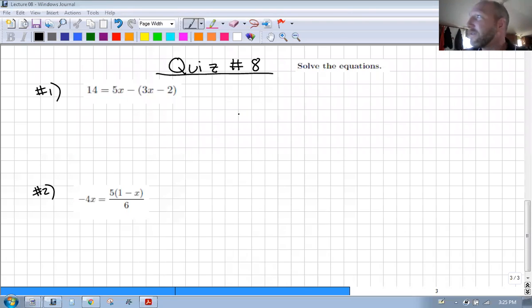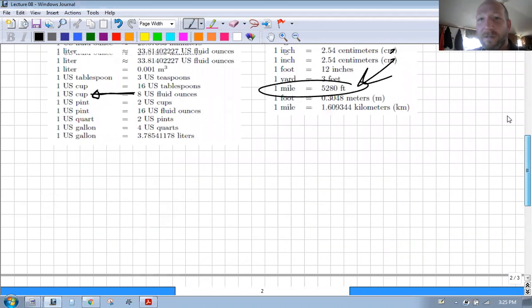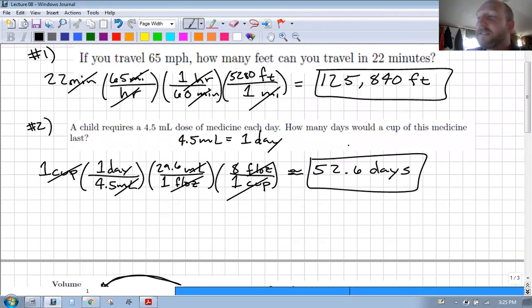All right, class. Before we solve the quiz here, there's a question on the last one up here. Somebody asked if we should round up to 53 or not. Well, if it was simply rounding, yeah, that would round up to 53. But considering it's medication, do you want to buy 52.6 days worth of medicine to last 53 days?